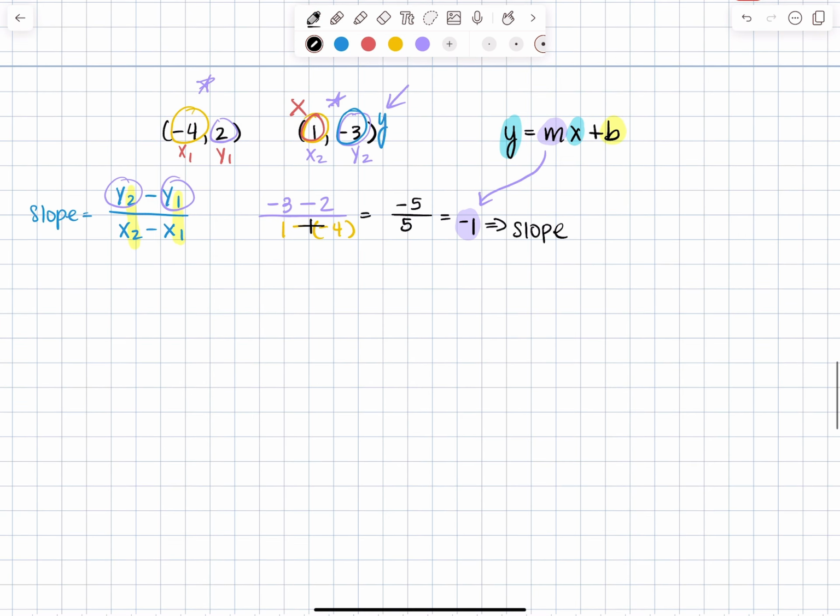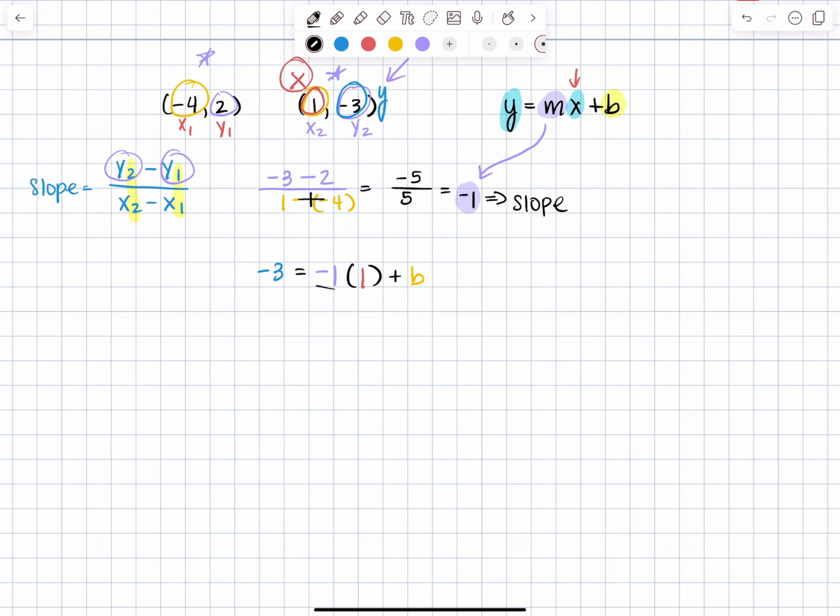So all we're going to do now is just plug in. So we have negative 3 equals, our slope was negative 1, times 1, because that's our x value according to this formula, plus b. And we're just going to solve. Negative 1 times 1 is negative 1. So negative 3 equals negative 1 plus b. Add 1 on both sides, and we're going to get negative 2 equals b. Or b equals negative 2.